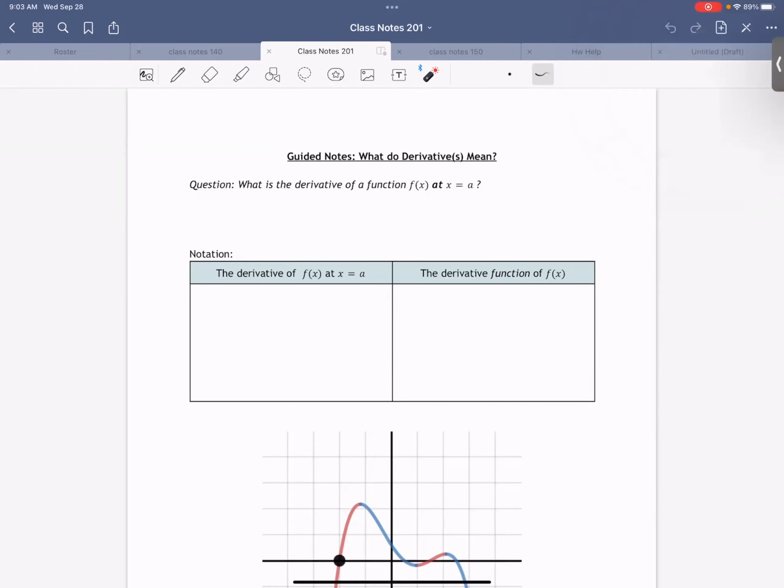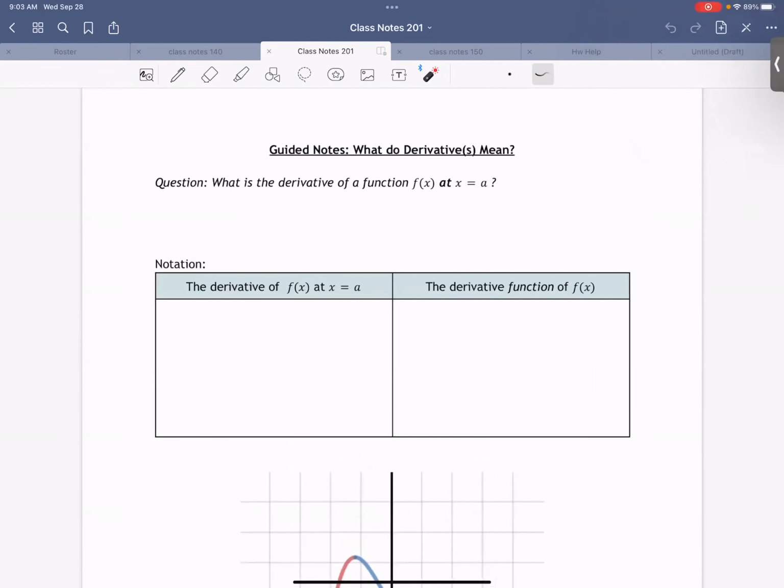What I'm going to do today is give a rundown on what derivatives actually mean. We've done a lot of work on how to find derivatives, how to get the derivative function, how to get the derivative.